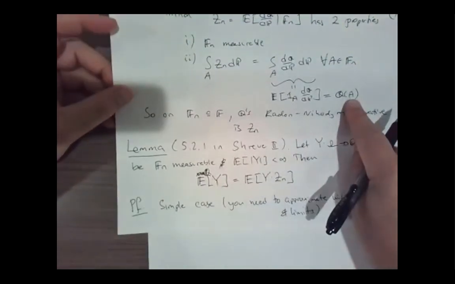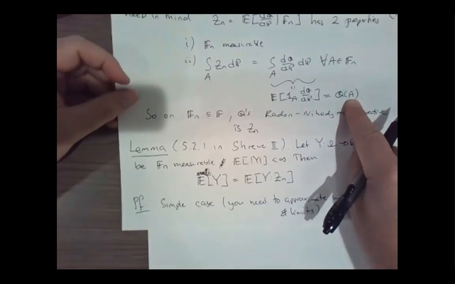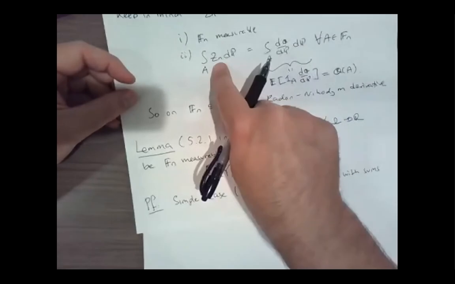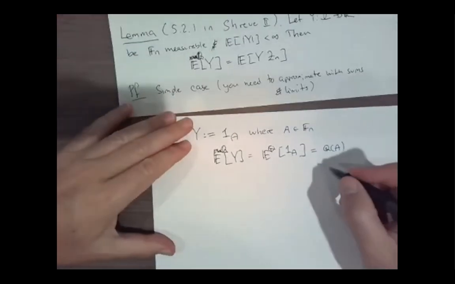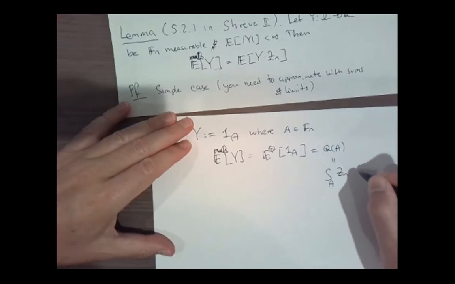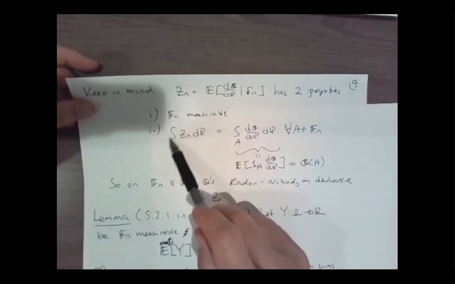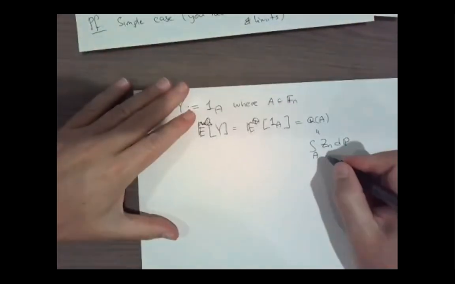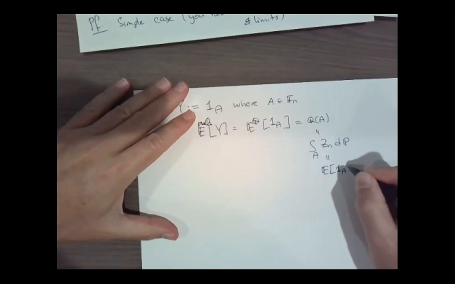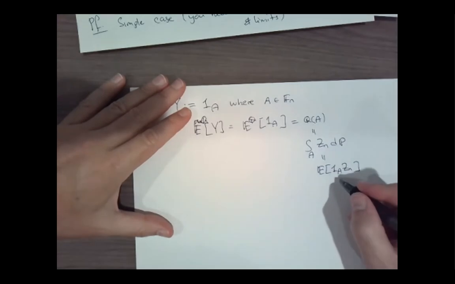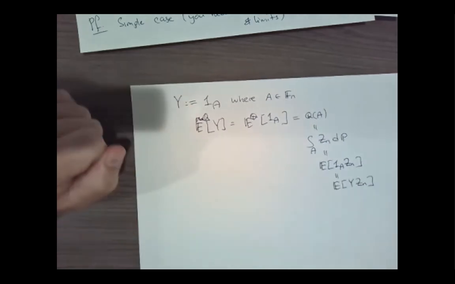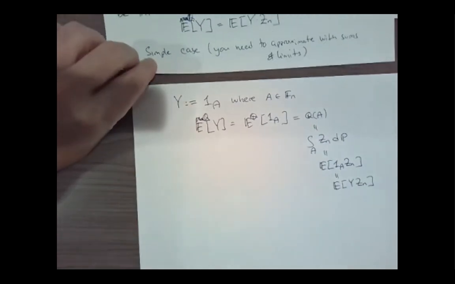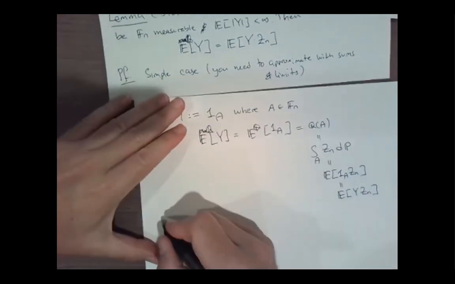So that was the one we had here. Then you go all the way back, from here all the way up. This is also the integral over A of Zn dP. Q of A, go all the way up, this is this guy: the expectation of 1_A Zn. And then you just use that 1_A is my Y. So I have the result for indicators.